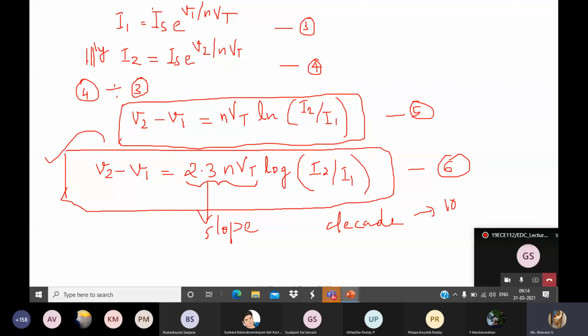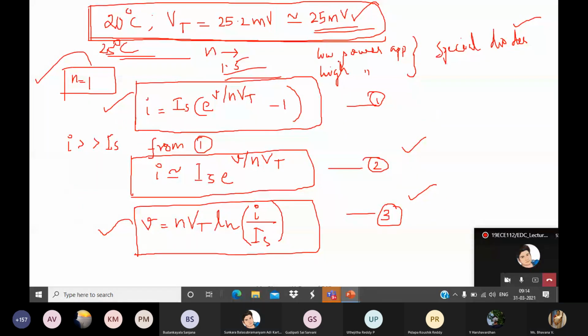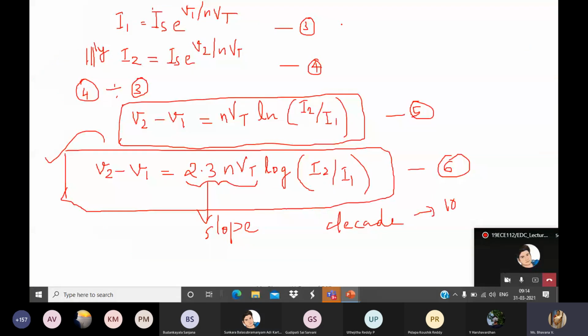Did you understand? In forward bias, we don't have the value of VT now. See, listen to the class. At room temperature, if nothing is mentioned, you can take the value as 25 millivolt. I said yes or no? Yes, ma'am. So all of you understood the operation of the diode in forward bias condition? Yes, ma'am.